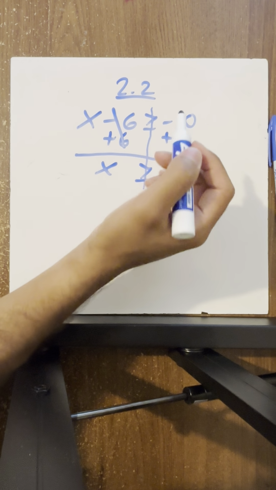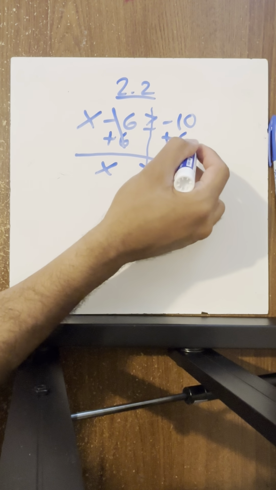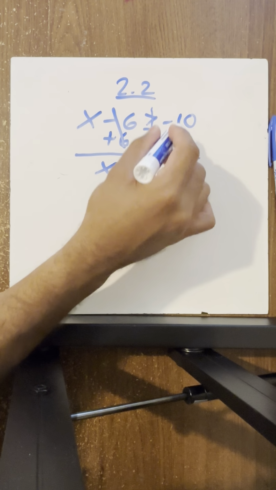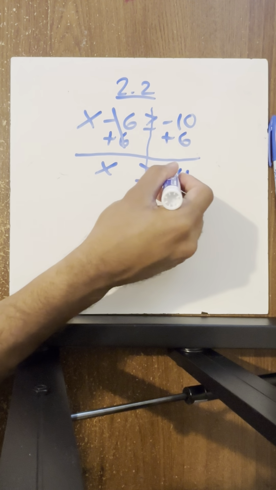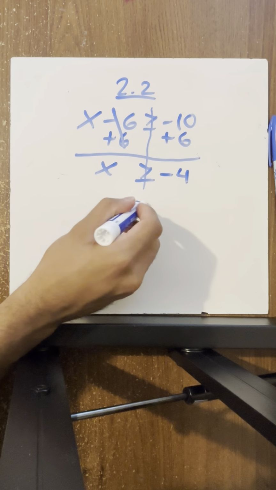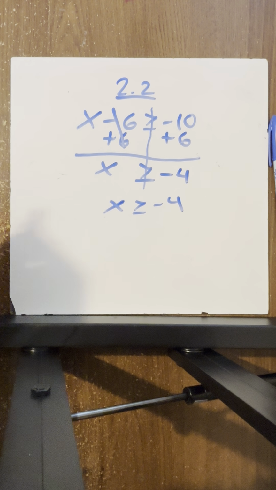And negative 10 plus 6, they're different signs, so let's subtract the numbers. 10 minus 6 is 4, but the bigger number was 10 and it was negative, so let's leave the answer as x greater than or equal to negative 4.